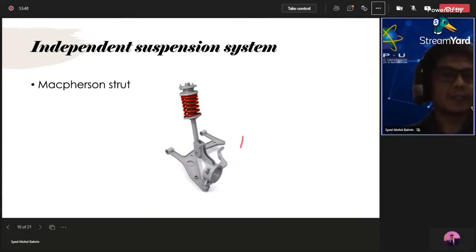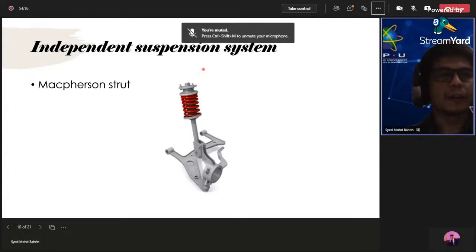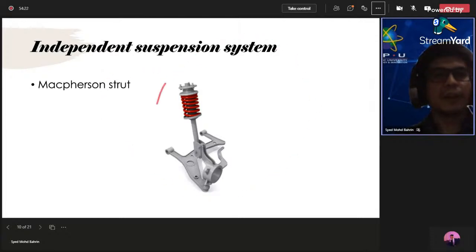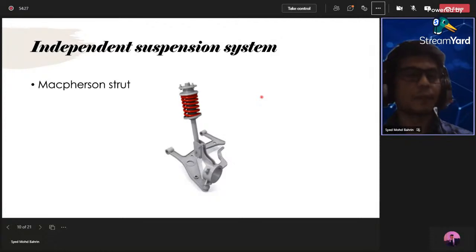For McPherson, you see the main difference is that instead of having two arms, the upper arm and lower arm like the previous one, we have only the lower arm and we have the strut here, which consists of the spring and also the damper. McPherson is very good at reducing or isolating the vibration that is transmitted to the passenger inside the car. So in terms of comfort, McPherson is one of the best suspensions. In terms of design, it is very simple, hence the price is very cheap compared to the double wishbone.